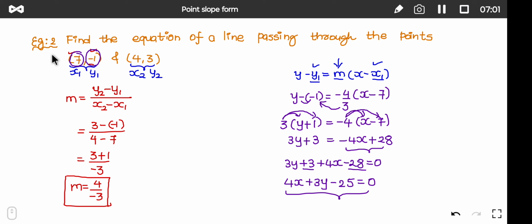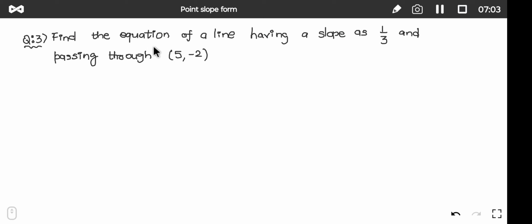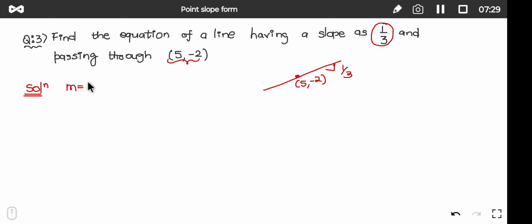Let's look at one more example. The question is, find the equation of a line having a slope of 1 by 3. Okay, so the slope is given directly, and the line is passing through the point 5 comma minus 2. So one line is there which is passing through the point, let's say 5 comma minus 2, and the slope of the line is given to be 1 by 3. Okay, so slope is given, that means the value of m is given. So m is equal to 1 upon 3, and the line is passing through this point, so this point we will consider as x1 and y1.